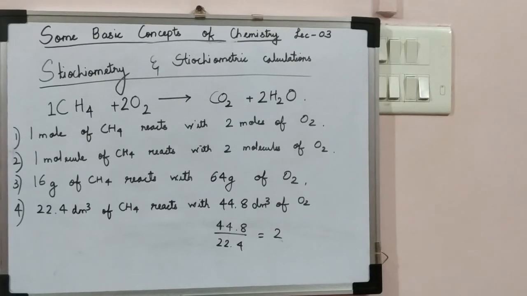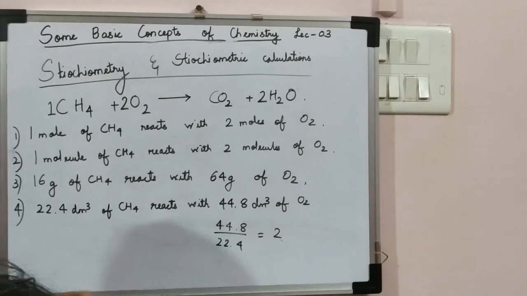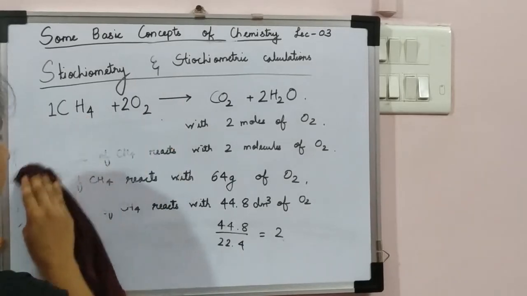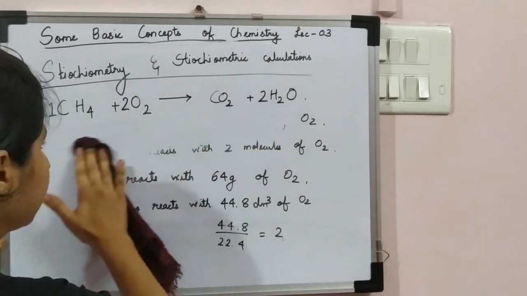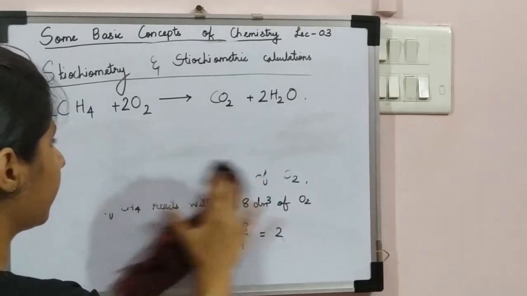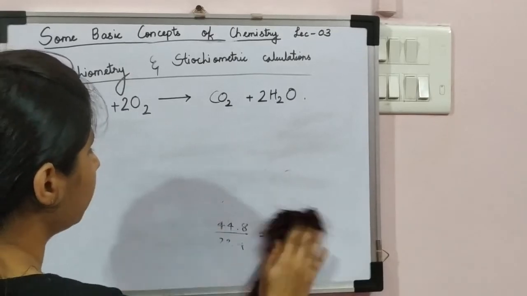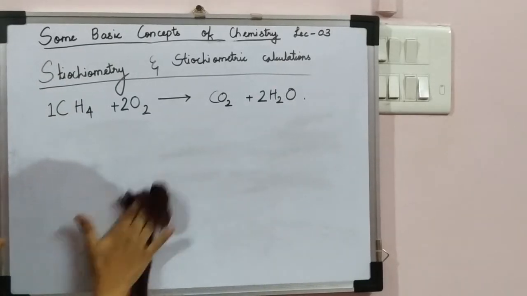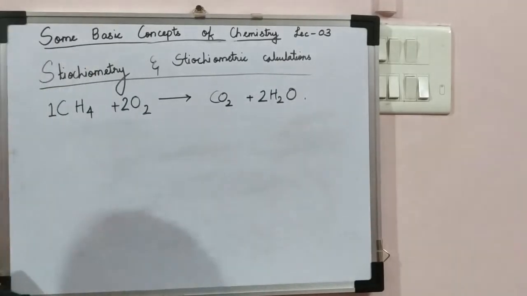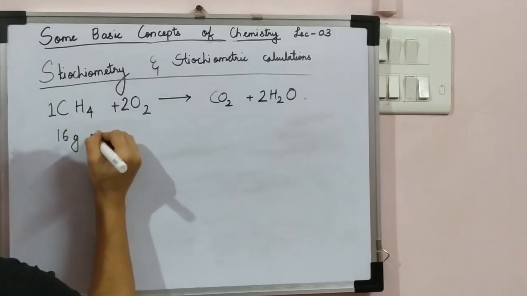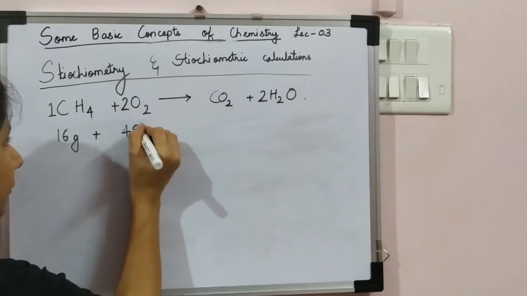The next thing that we have to learn is the limiting and the excess reagents. Now, what are limiting and excess reagents? Now let's say, in the same reaction, I know that 16 grams of methane was reacting with, right? If I was given 16 grams, reacting with 48 grams of oxygen.